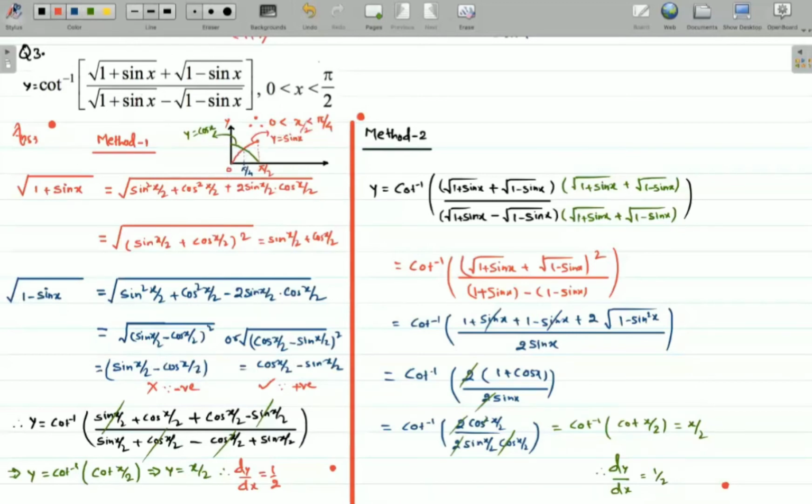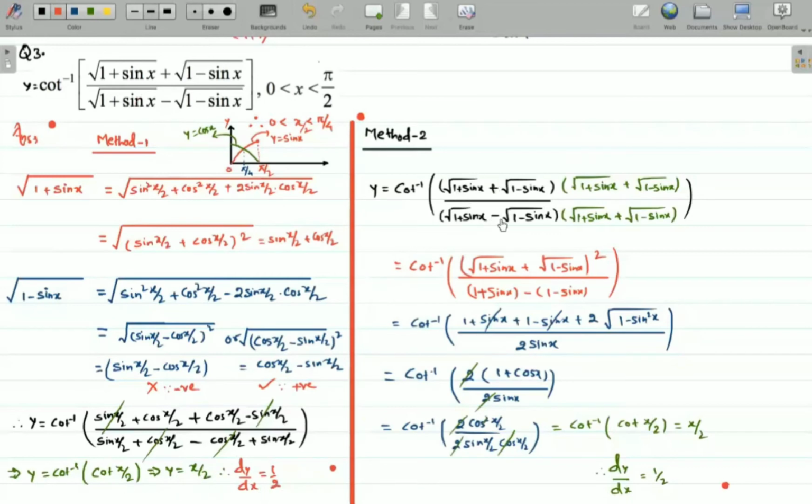So in this case, we can see that the cos curve is above the sine curve. Therefore, cos x/2 minus sin x/2 will be positive. And therefore, this root is correct because this will give a positive result under this range of x. Now we'll put these values in place of the numerator and denominator. We can see that we'll get cot inverse of cot x/2 as just x/2. The dy/dx will be half.